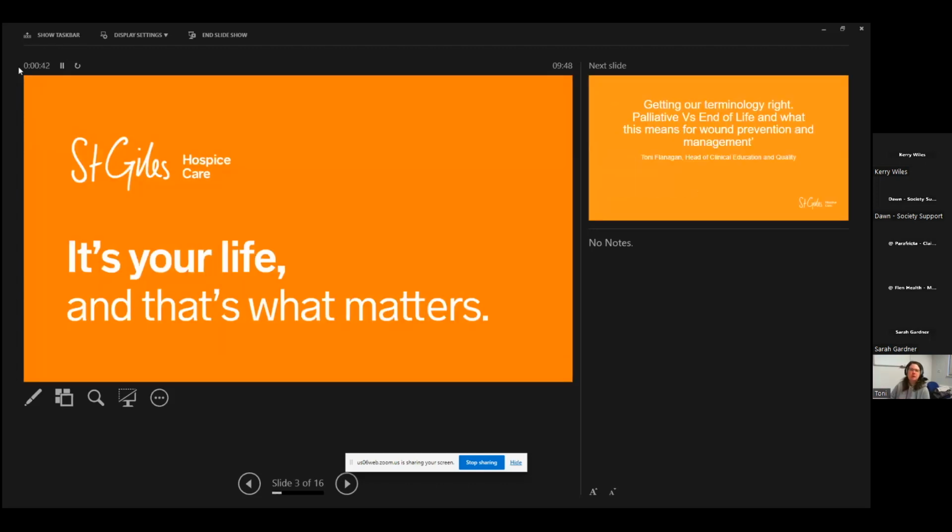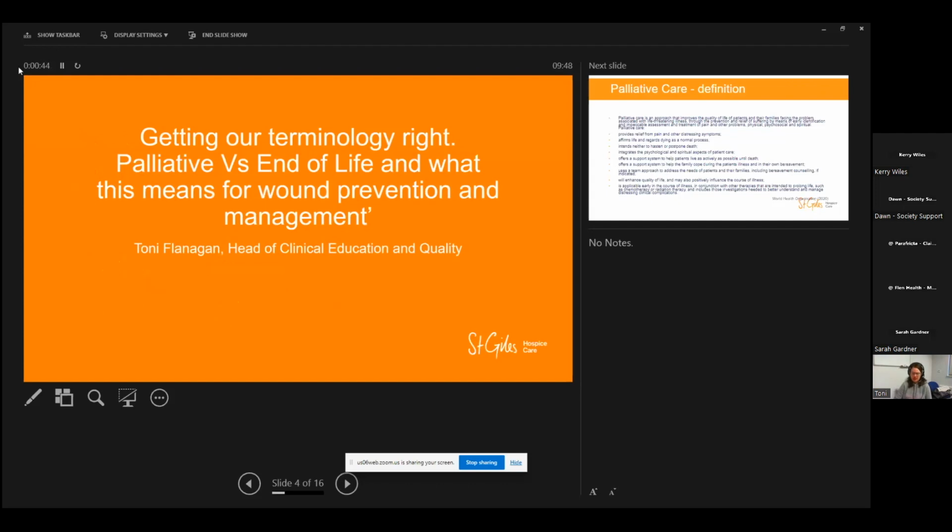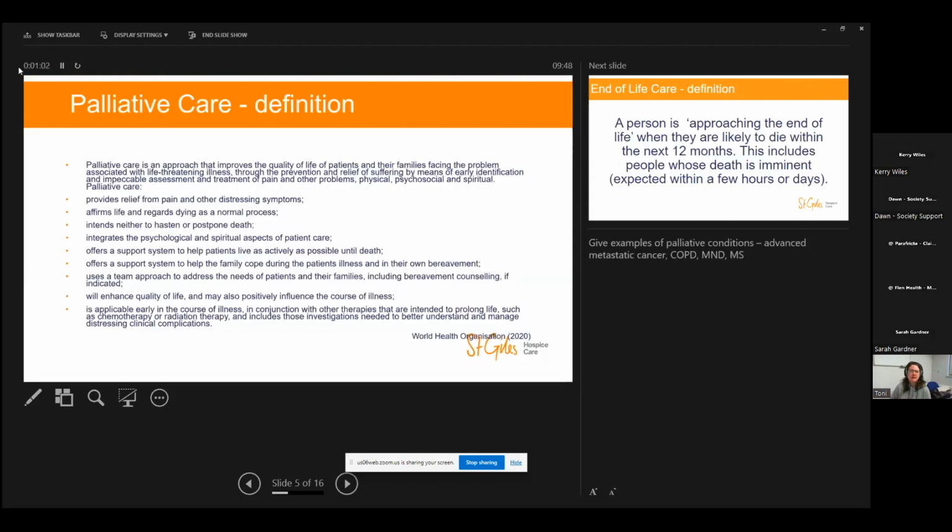So we're just going to start with our terminology. Often people think that palliative and end of life care are the same thing. So what I'm going to do is share with you the most common definitions around palliative and end of life care, and how they are similar, and potentially how they are different. If we start with palliative care, this often surprises people, but the World Health Organization's definition of palliative care is actually quite robust, and one might say lengthy.